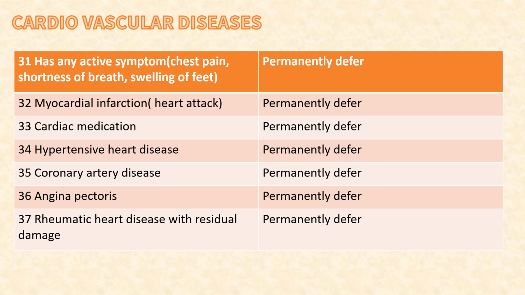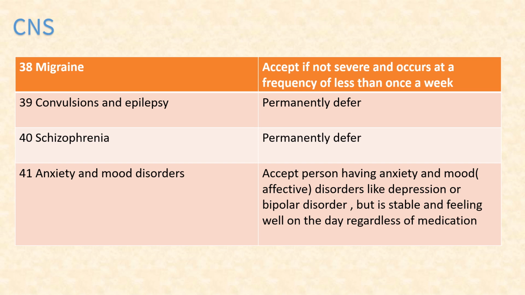In cardiovascular disease, if the donor is having any active symptoms like chest pain, shortness of breath, swelling of feet, then permanently defer. If the donor has MI, is on cardiac medication, or has hypertensive heart disease, CAD, angina pectoris, or rheumatic heart disease, then permanently defer that donor. In case of migraine, except if it is not severe and occurs at a frequency of less than once a week, convulsion, epilepsy, schizophrenia, permanently defer.